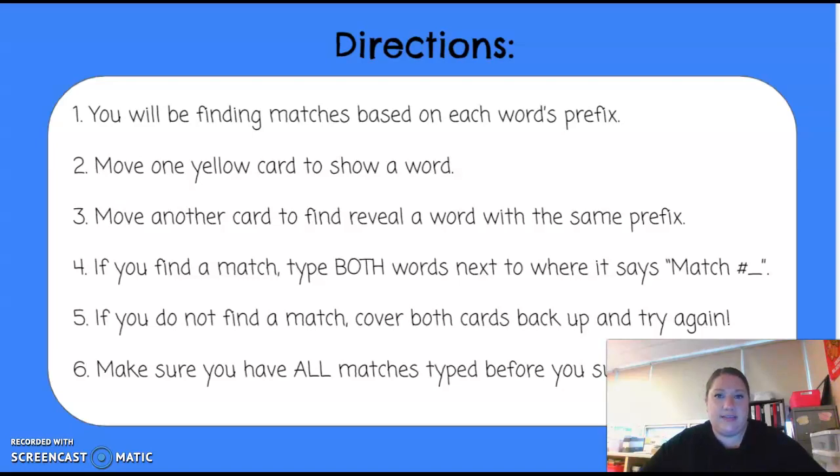For today's word study lesson, you will need to sign on to Schoology and find the assignment you see here. This whole week we've been talking about different prefixes, so today you're going to play the matching game or a memory game and find words that have matching prefixes. When you find those matches, you want to type those in the matching row. Let's do a couple or one together.